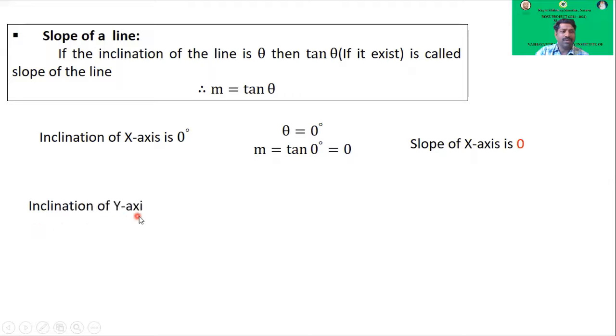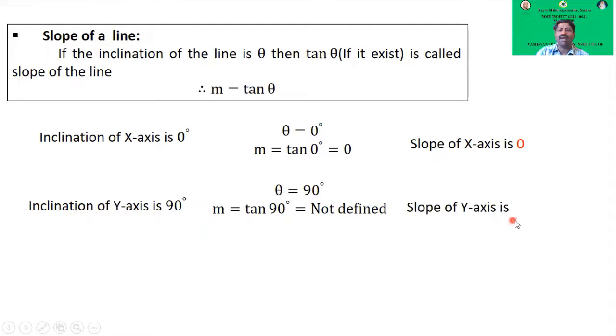Now inclination of y-axis is 90 degrees. So theta is 90. m is equal to tan 90, which is not defined. Slope of y-axis is not defined. So slope of x-axis is 0, or we can say that slope of any line parallel to x-axis is 0, and slope of any vertical line, any line parallel to y-axis, is not defined.